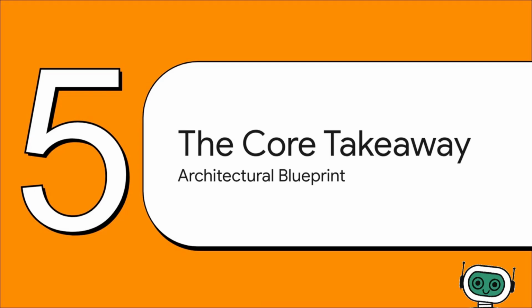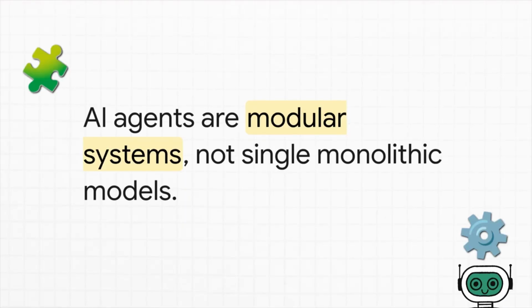Wrapping things up with Section 5, the core takeaway. We've walked through how an agentic system perceives its environment, remembers context, reasons through logic, and securely takes action. So, your crucial takeaway is this. AI agents are modular, interlocking systems. They are not single monolithic models. They require a distinct perception pipeline, layered memory, a reasoning engine, and a heavily governed action layer to operate effectively.